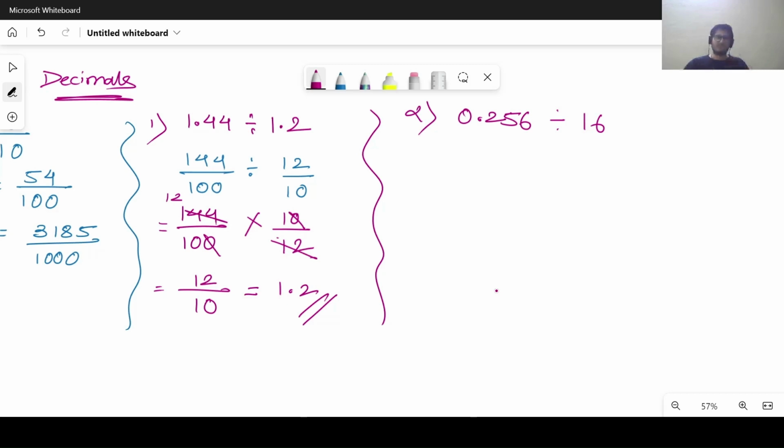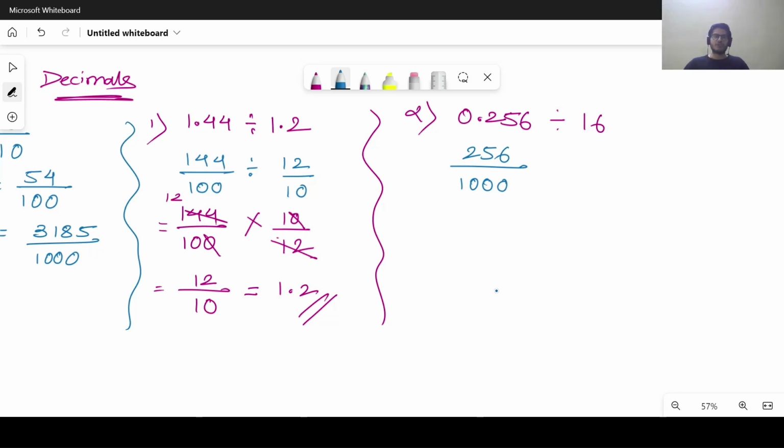So it's again very simple. Whatever we have done in the first question, we have to follow the same rule here. So first we are going to convert 0.256 in the form of a fraction. And how do we write that? There are 3 digits after the decimal point, so there will be 3 zeros in the denominator, which is going to be 1000. Okay. And which is divided by 16.